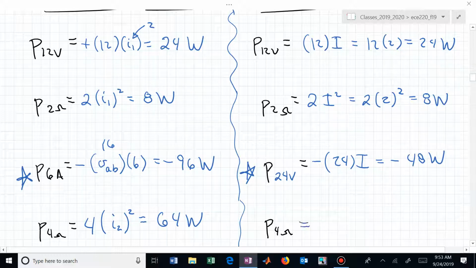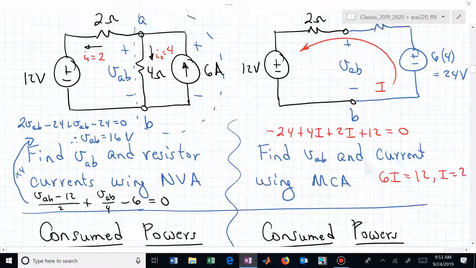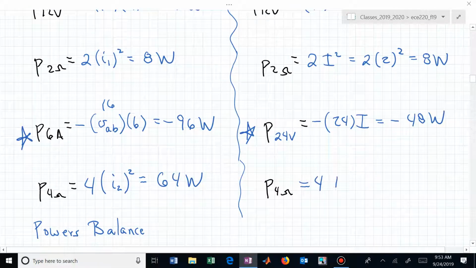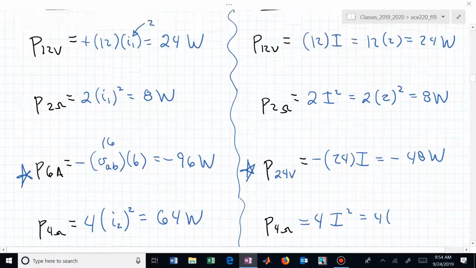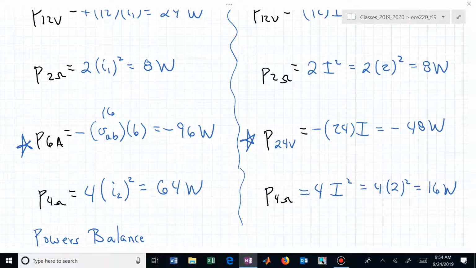What about the 4 ohm resistor? That's now 4 times capital I squared. What was I? 2? So now we've really messed things up relative to the sources. Those powers are not the same internal to those nodes A and B. But does the power balance?